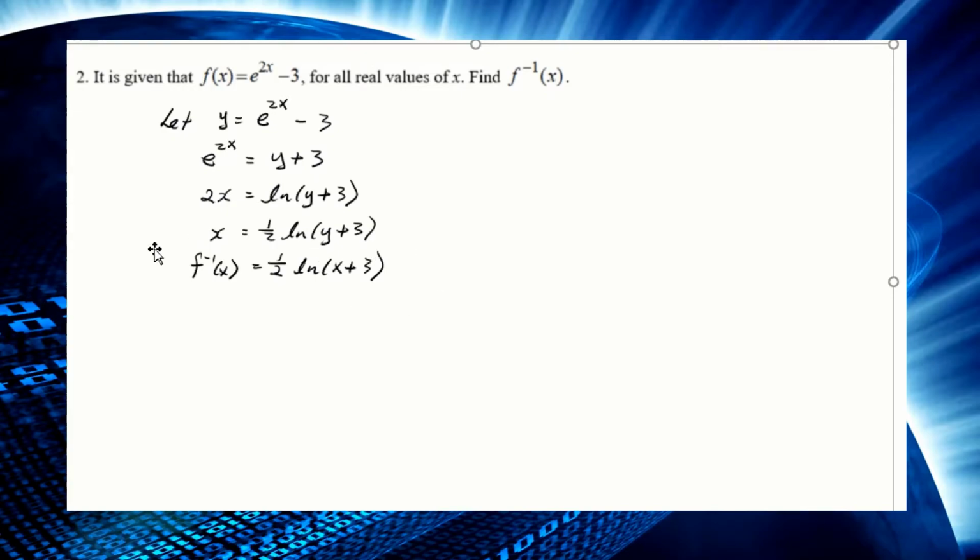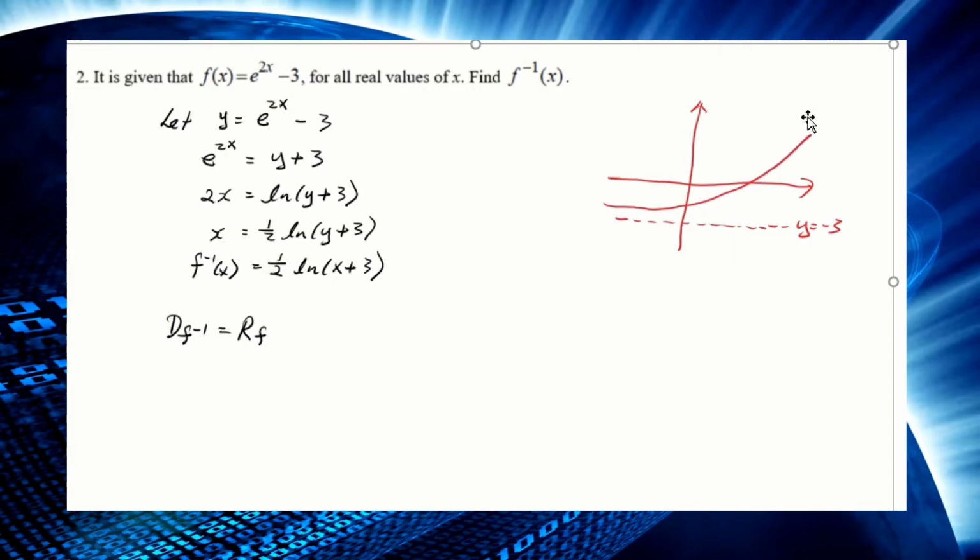So generally this is the inverse function, but however we need to confirm the domain of this inverse function based on the original function. So to do this, we try to use the formula where the domain of inverse of f(x) equals the range of f. So in order to find the range of f, first we need to sketch the graph of f of x, where this is the exponential function e power 2x minus 3. So minus 3 means we shift the exponential function down for 3 units. So finally this is the curve for f of x.